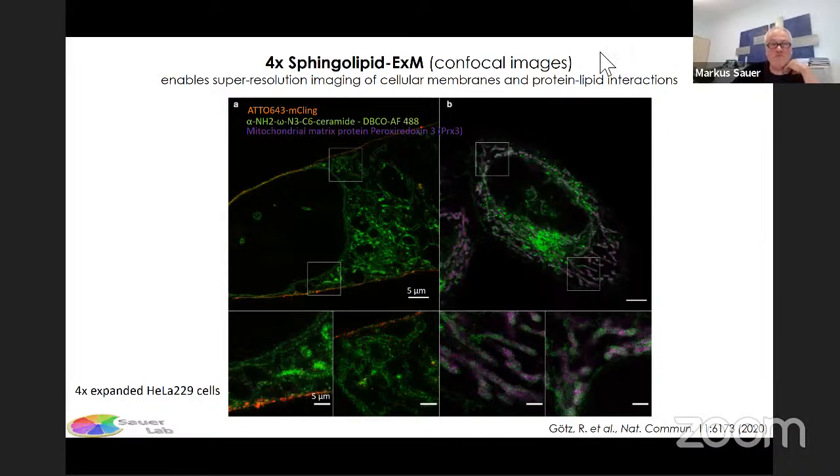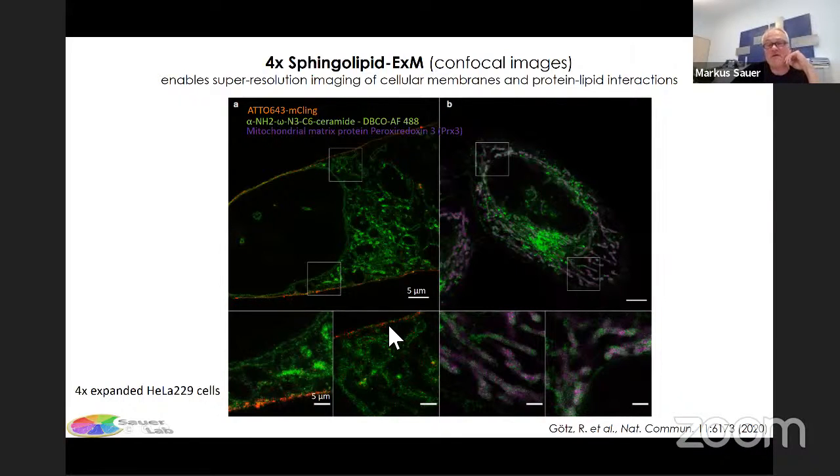And for comparison, we did the same experiment with a peptide introduced by Silvia Rizzoli's group, M-Cling, for membrane visualization. And this is shown here in slide orange. So M-Cling mainly stains the outer membrane, but the ceramides also stain intracellular membranes, also mitochondria, ER, and so on. And therefore, the membranes of these organelles can also be expanded.